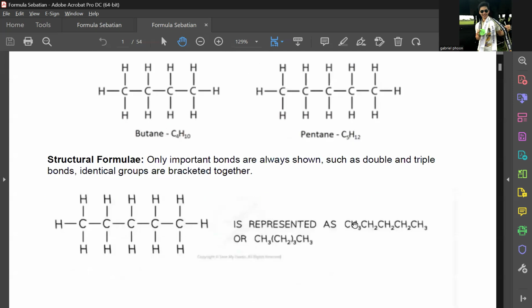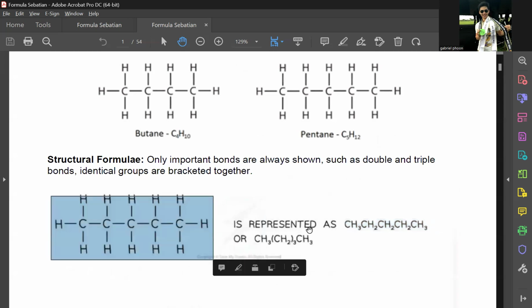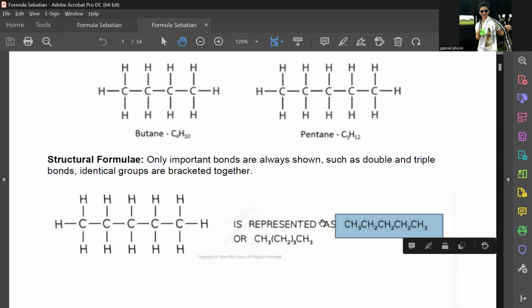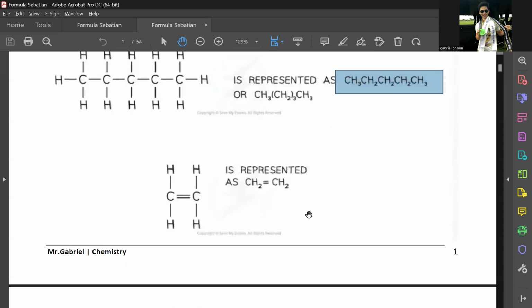And a structural formula will look something like this. You'll have all the atoms listed out here, guys, like carbon, hydrogen, hydrogen, and so on. This is a displayed formula. This is a structural formula, right?